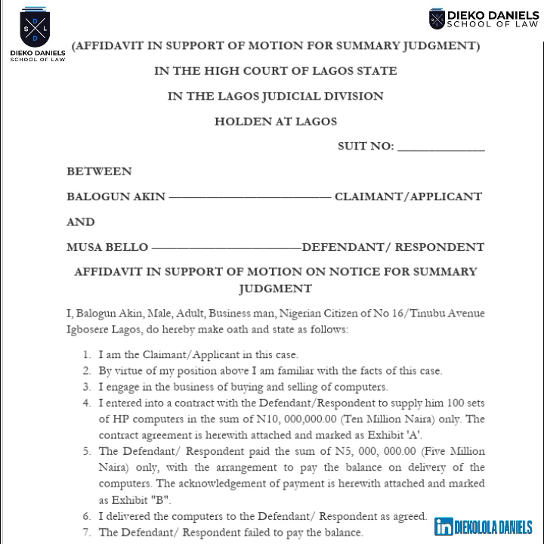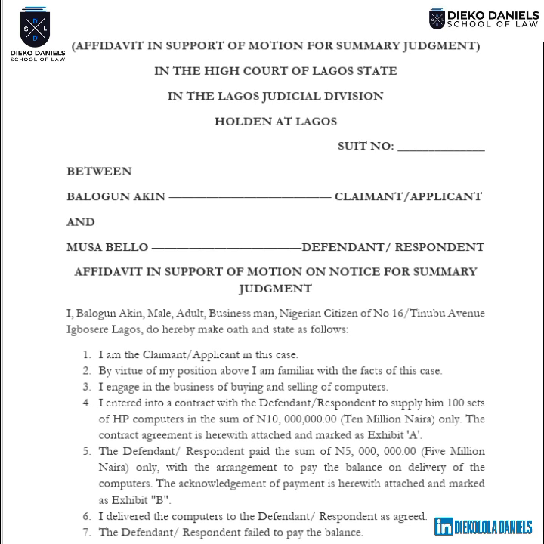Do you understand? Or by virtue of this position, I am conversant with the fact of the case, which is still in paragraph 1. But you can do it in both paragraphs, right? So there is no hard and fast rule as to how you do it. So I am the claimant applicant in this case, paragraph 1. By virtue of the above, I am conversant with the fact of the case, paragraph 2. Or I am the claimant applicant in this case, and by virtue of this, I am conversant with the fact of this case, paragraph 1. Simple. You can do it either way.